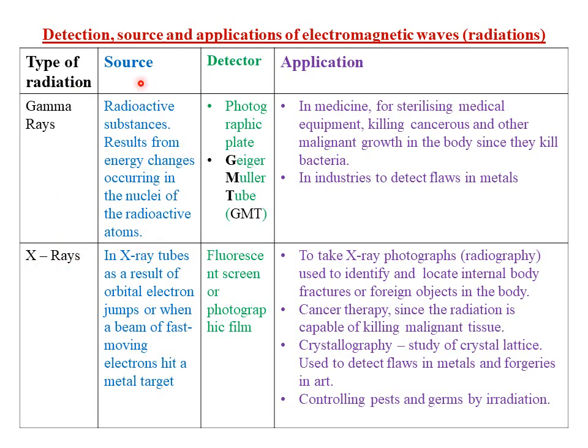So the production or the source of X-rays: they are produced in X-ray tubes. Again, we shall discuss more about X-rays in a given chapter, still in this Form 4, which is called X-rays. So we shall discuss the production of X-rays and everything. So X-rays are produced in X-ray tubes as a result of orbital electron jumps, or the X-rays can also be produced when a beam of fast-moving electrons hit a metal target. The metal target is usually tungsten. We shall discuss more about that when we shall be looking at X-rays as a topic.